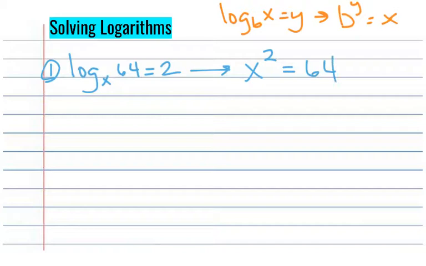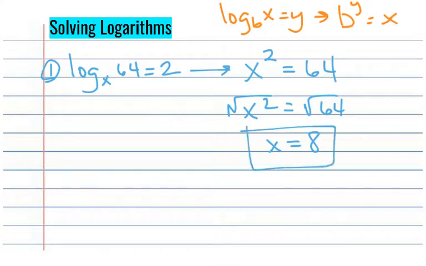equals 64. Now we have our equation written exponentially, and we can use some algebra to solve this. If I have x squared equals 64, I'm just going to take the square root of both sides, and I'm going to get x equals 8. Technically, if I take the square root of 64, I should have a positive or a negative 8, both of those answers. But when it comes to logarithms, our bases are always going to be positive numbers. So we know it's just going to be the positive 8.